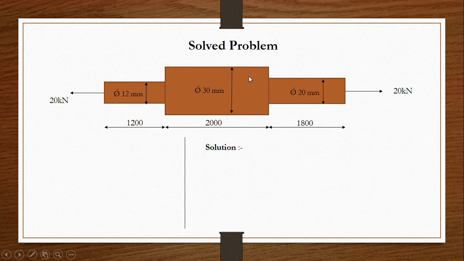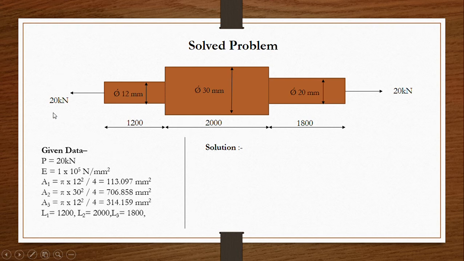So we'll try the numerical based on the axial deformation in a body which is in series. We can see the three parts having diameters D1 that is 12 mm, second is 30 mm and third is 20 mm, with lengths 1200 mm, 2000 mm and 1800 mm. As given data, the axial force P is 20 kN. E is given as 1 into 10 raised to 5. If it is not given, you can assume 1 into 10 raised to 5, but in most cases it is given. So I am assuming here E is equal to 1 into 10 raised to 5.